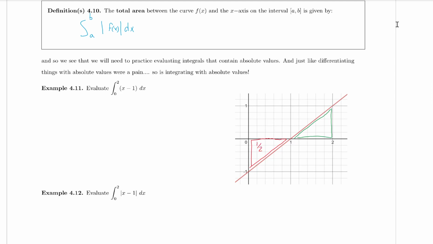This first area right here, from 0 to 1, is 1/2, and the area from 1 to 2 is also 1/2. But when we do the integral, we're going to get 0 because the area underneath the graph is a signed area of negative 1/2.